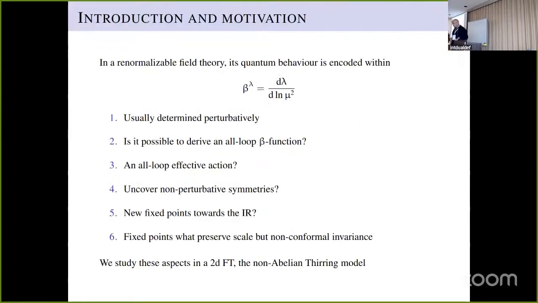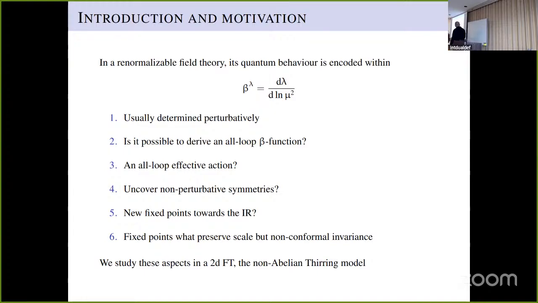Imagine that we have a field theory. Once you start doing loops, you will encounter counterterms, and the quantum behavior of this theory will be captured. One of the things that will be captured, apart from anomalous dimensions, will be the beta function, so how the couplings change with the energy parameter. Usually this is done perturbatively, order by order in the parameters.